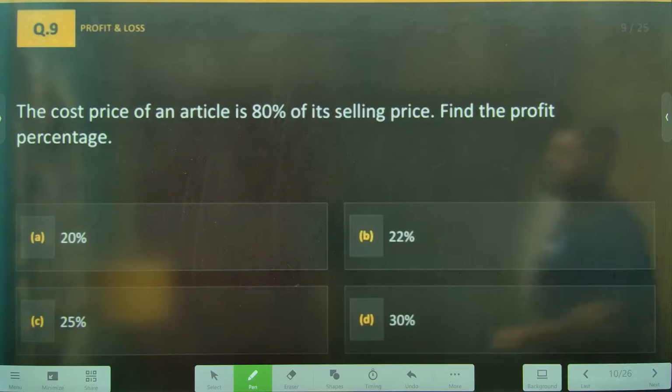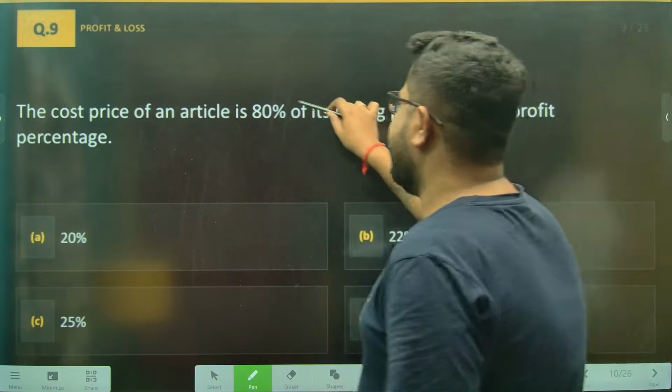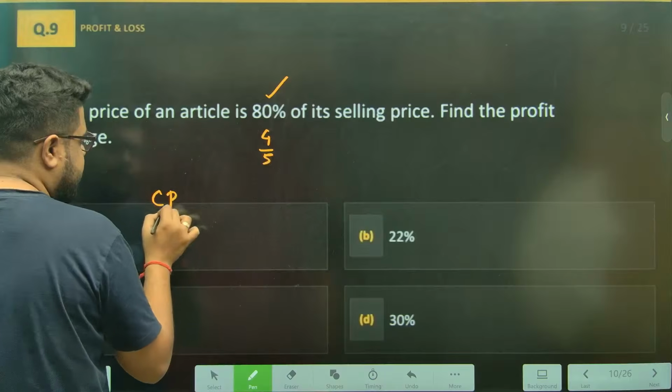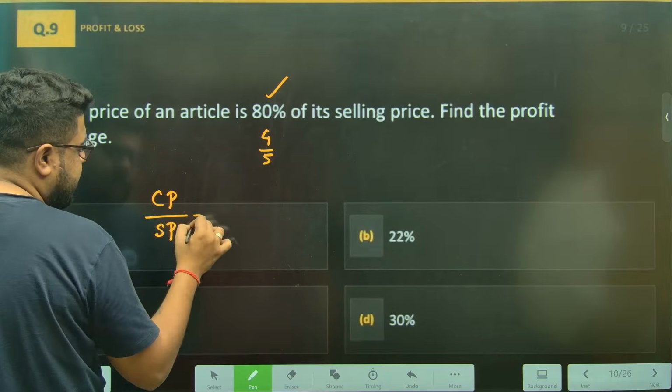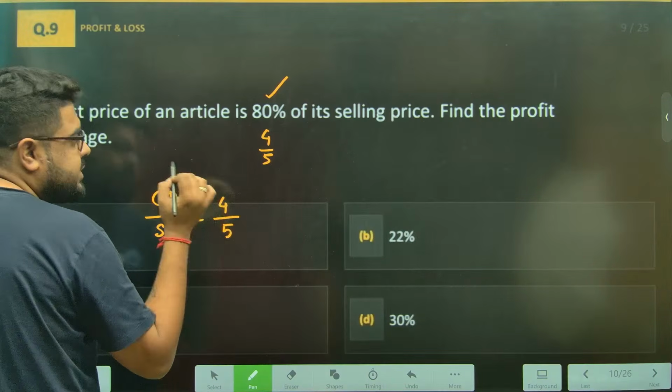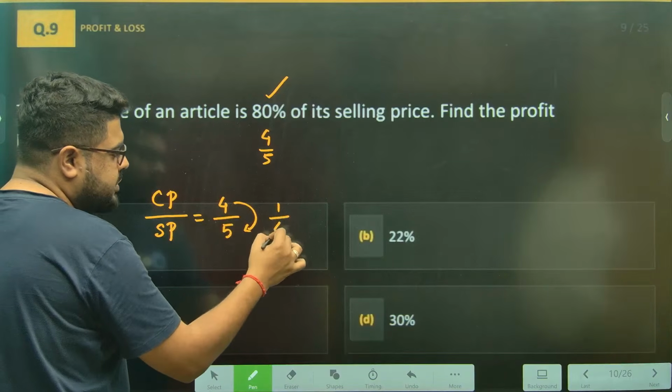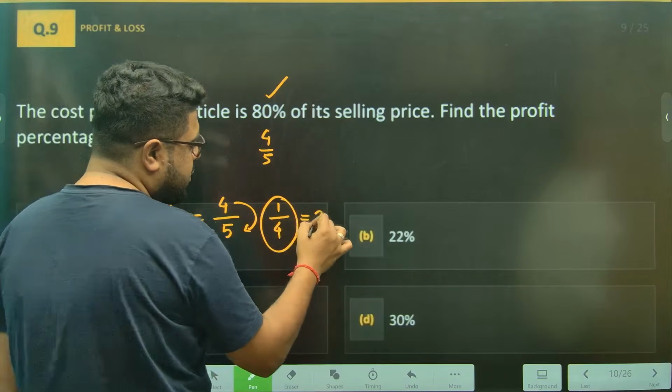Next one, please, sir. Cost price of an article is 80% of selling price, 4/5. So meaning CP by SP: CP is 4 rupees if SP is 5 rupees. Find the profit. Profit is 1 rupee out of CP, meaning 4 rupees, 1/4, 25%.